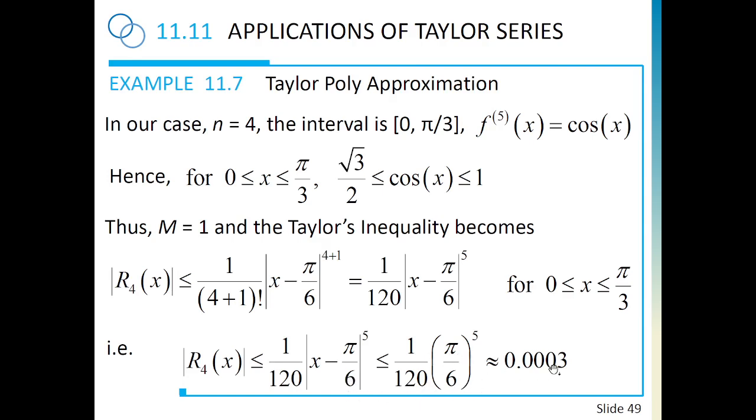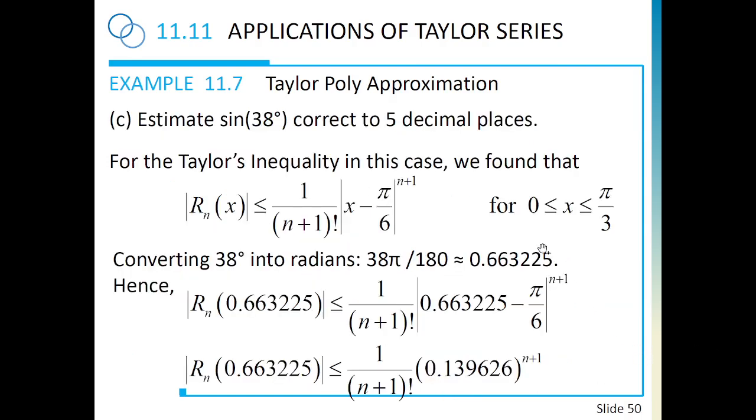So basically now we have an estimate for the error. The error is smaller than 0.0003. So using the polynomial of degree 4 for x in the interval 0 to pi over 3, our error is guaranteed to be smaller than 0.0003. And again, we found the upper bound for the fifth derivative on the interval, it was 1, and then we found the upper bound for the expression x minus pi over 6, for x's between 0 and pi over 3. That upper bound was pi over 6.